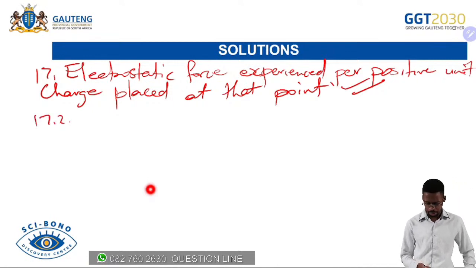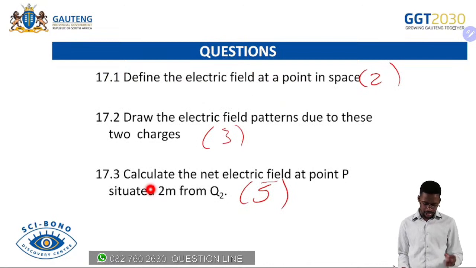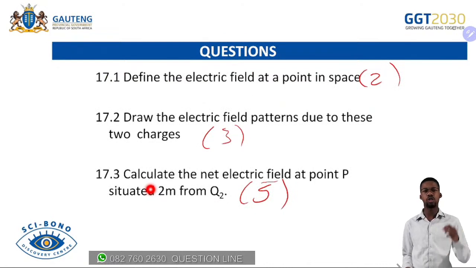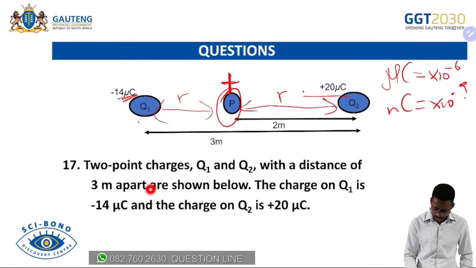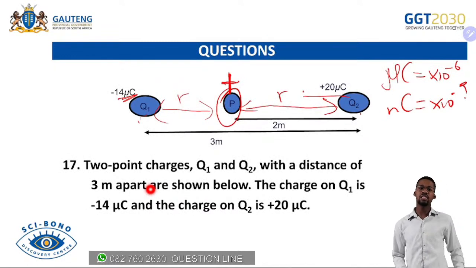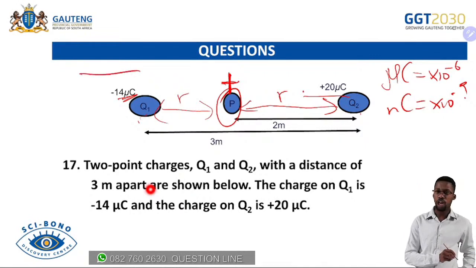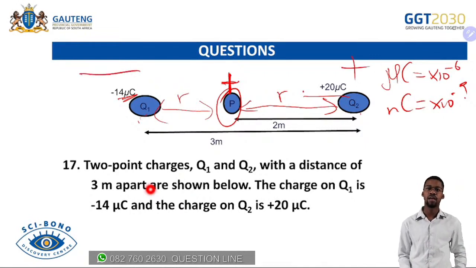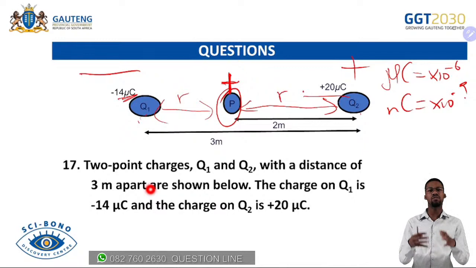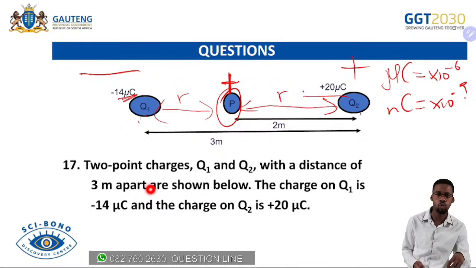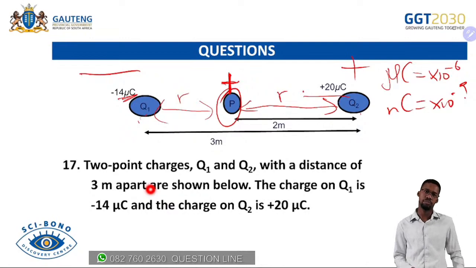Let's go to the second question. Draw the electric field pattern due to these 2 charges. So we are focusing on 2 charges, charge 1 and charge 2. Let's look at their charge. Charge 1 is negative. Charge 2 is positive. And what are we saying? Unlike charges, what do they do? They attract each other. So you are demonstrating attraction. You must draw electric field lines that show attraction between a negative and a positive charge.